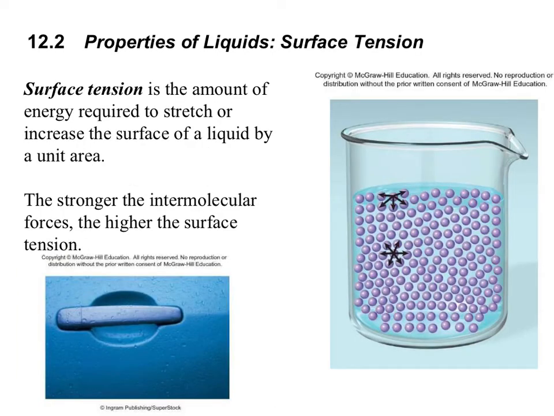Properties of liquids. Surface tension. Surface tension is the amount of energy required to stretch or increase the surface of a liquid by a unit area. The stronger the intermolecular forces, the higher the surface tension.